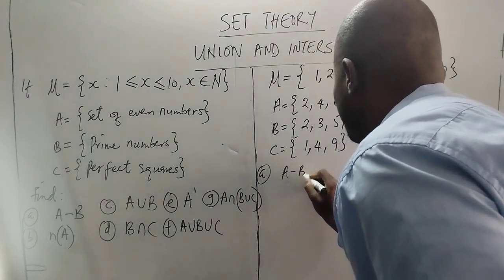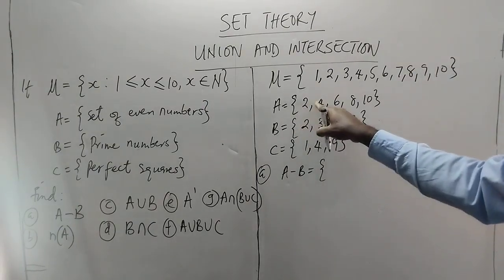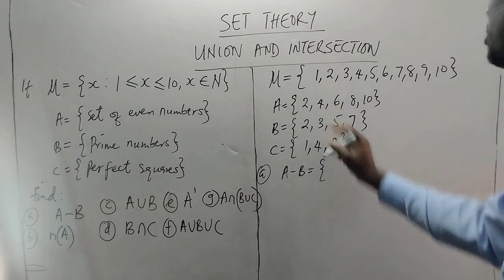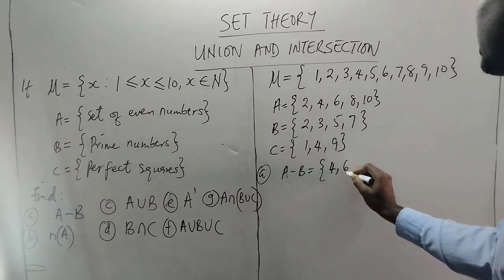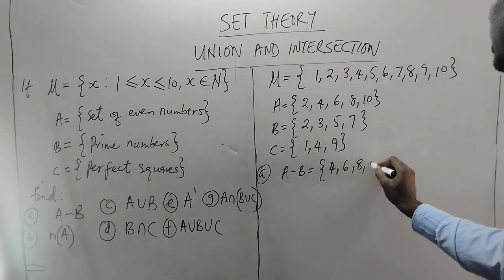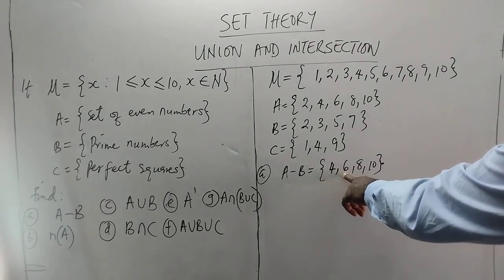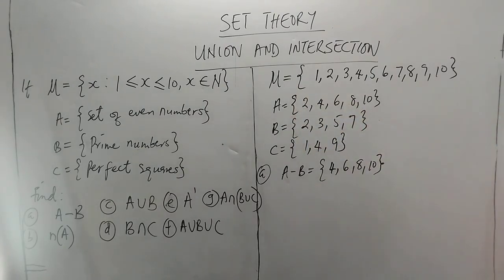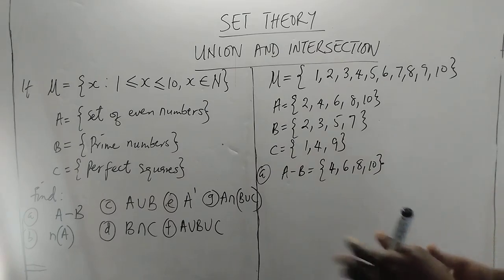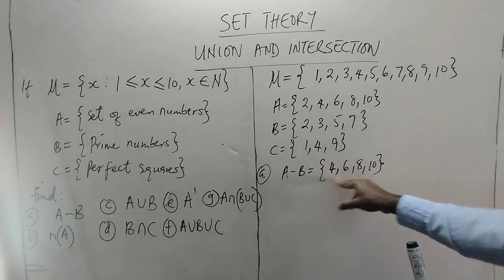So A minus B will give us, what are the elements that are in A but are not in B? 4, 6, 8, and 10. They exist in A, but they don't exist in B. So that's the difference between A and B. A minus B will give you this.